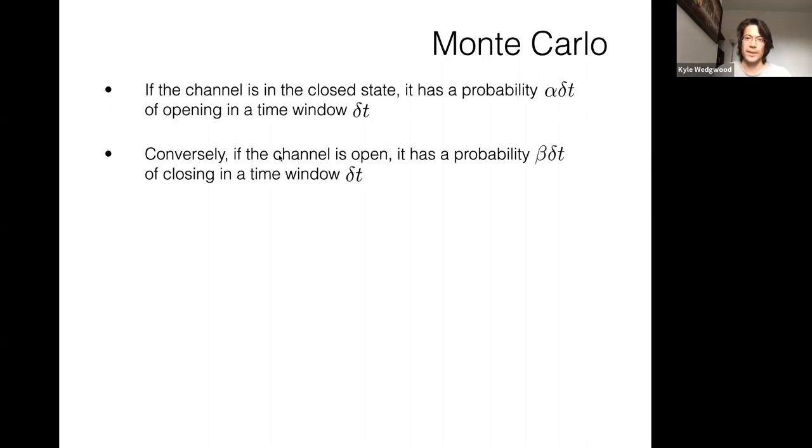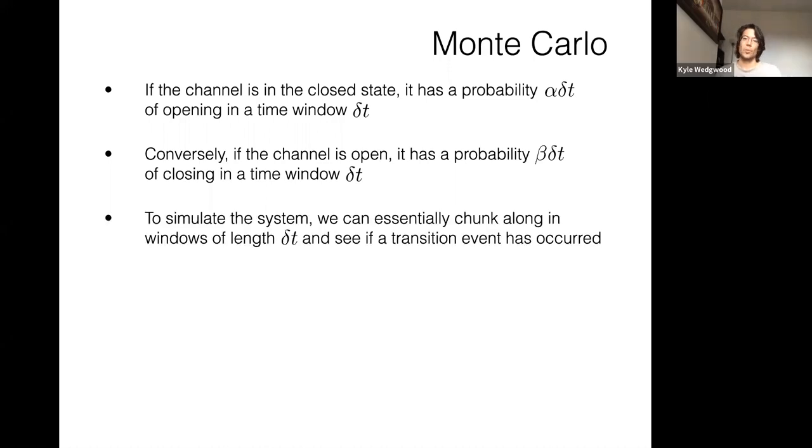And similarly, if the channel is open, remember that the probability of the channel closing is beta. So again, if we wait a time delta t, the probability that the channel closes over that time window is beta times the duration of the time window. And what we do then is we just chunk along in windows of length delta t.